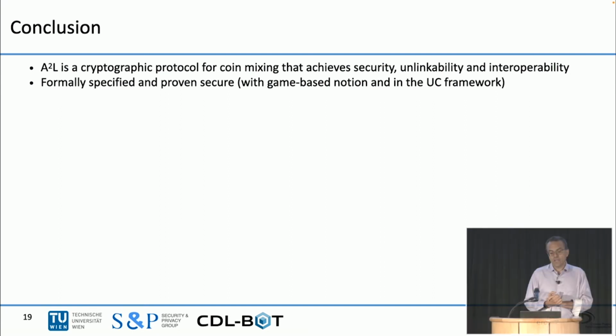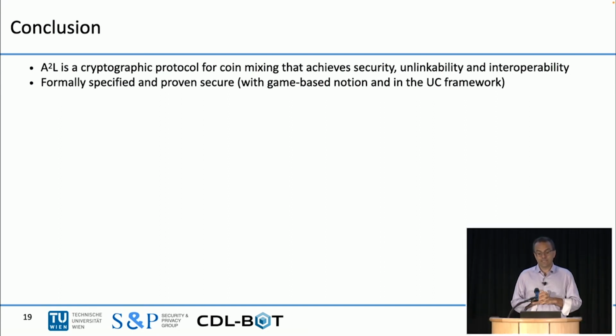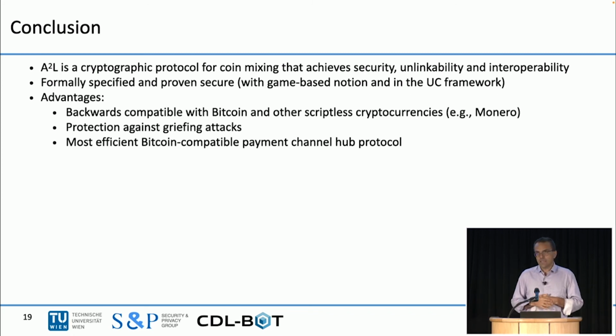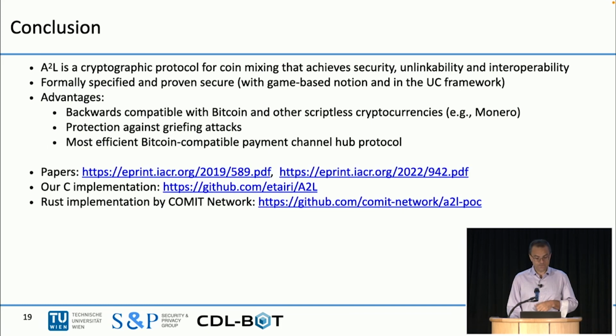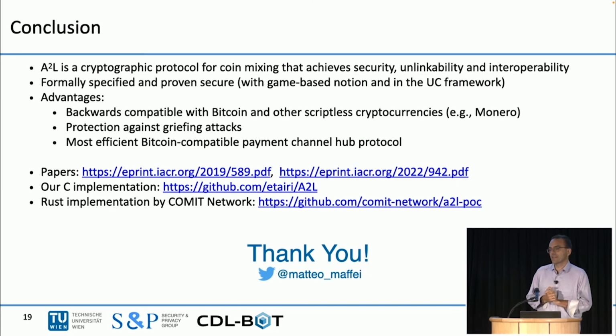So to conclude, A2L is a cryptographic protocol for coin mixing that achieves security, unlinkability, and interoperability. It comes with game-based as well as UC security proofs. If I would have to say in 3 sentences what are the advantages of A2L, well, first of all, it's backward compatible with most of the cryptocurrencies because it does not require HTLCs. It offers, for the first time, protection against griefing attacks. And as far as I know, it's at the moment the most efficient Bitcoin-compatible payment channel hub realization. You can take a look at the papers for further details. We have an implementation that is publicly released, and if you have any question, I'm glad to answer them.